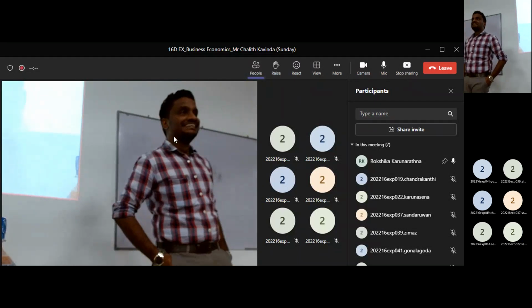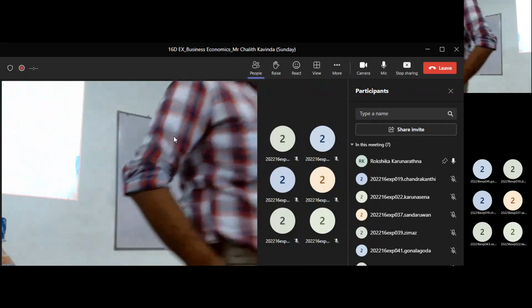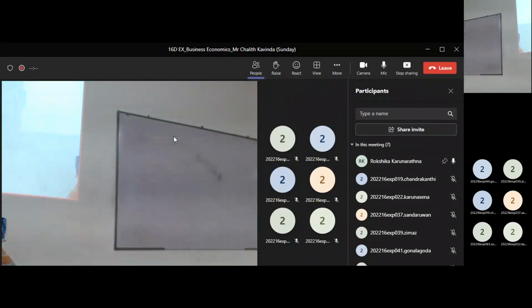Then what we did? We started discussing the production function. The production function is what? It simply illustrates the relationship between input and output. Output is a function of the inputs. The output depends on the inputs. That is what the production function is, in a very simple way.